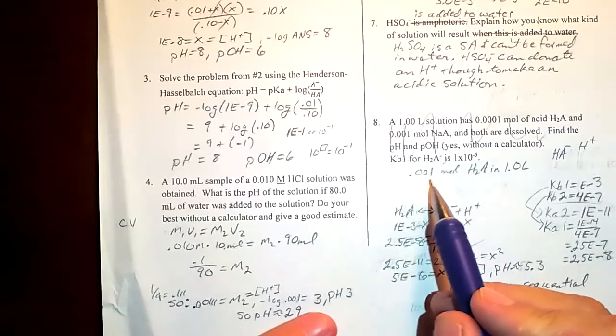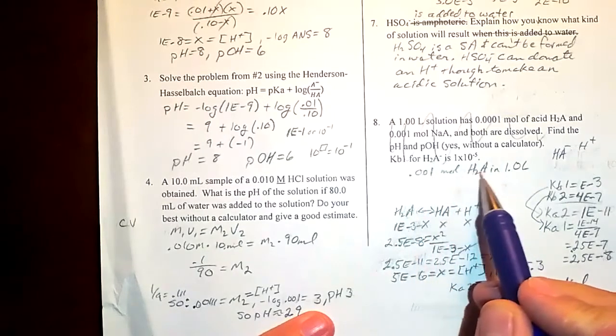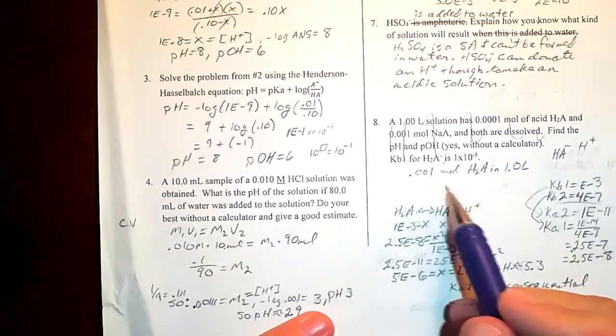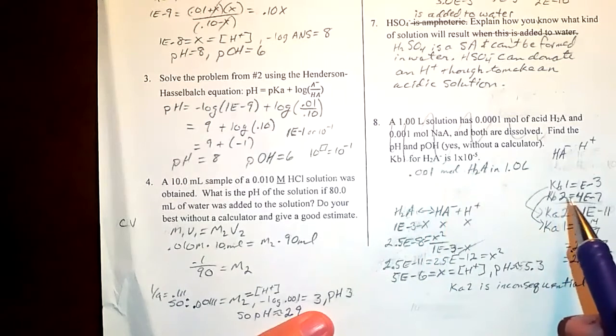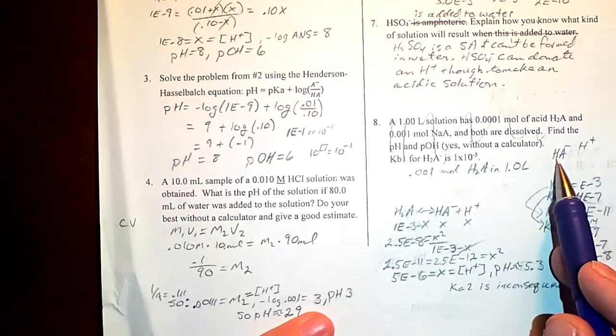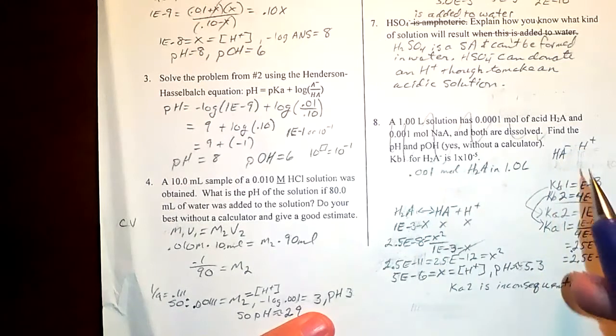On 8, we have 0.001 moles of this diprotic fictional acid in 1 liter of solution. So the molarity is 1 E negative 3 to get started. Now, the real trick to this is dealing with the Kbs and the Kas. So here's my acid with 1 H on it. Here's the second one. Now, is this one coming or going? And the answer is maybe either one.